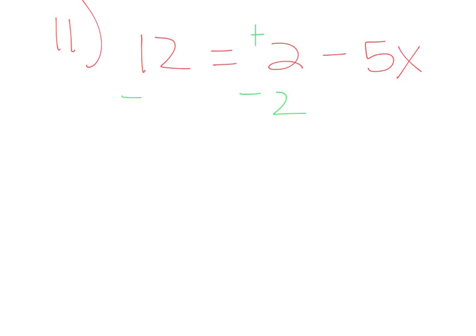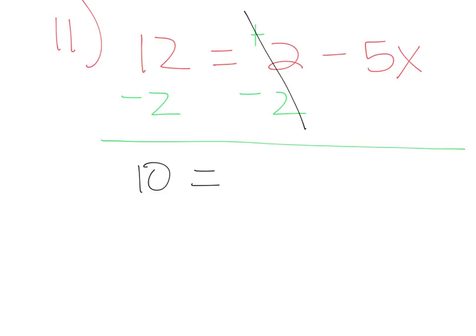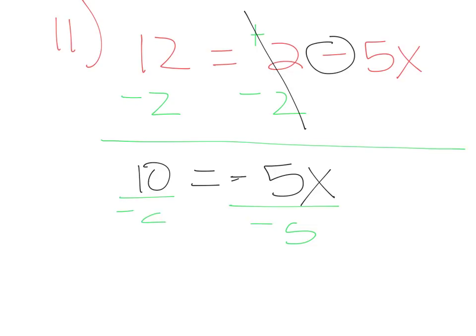Problem number 11. 12 equals 2 minus 5x. Okay. Again, this is a +2. So to get rid of it, I have to minus 2 from both sides. And I get 10 equals, on this side everything cancels except for a -5x. I haven't used that negative, so I have to make sure I carry it down. Next step, I'm going to divide both sides by -5. And we get x is -2 is our final answer.